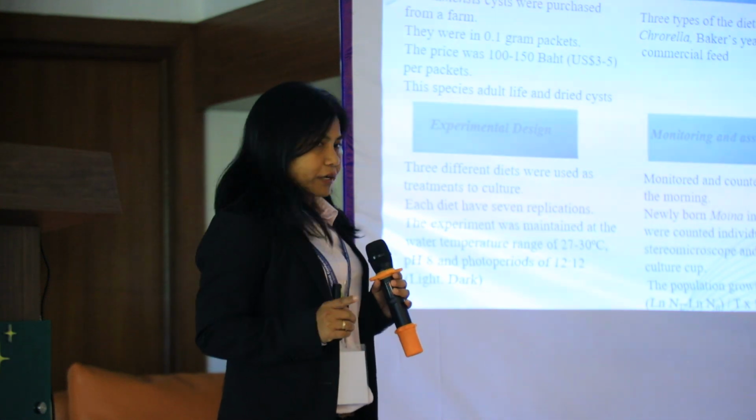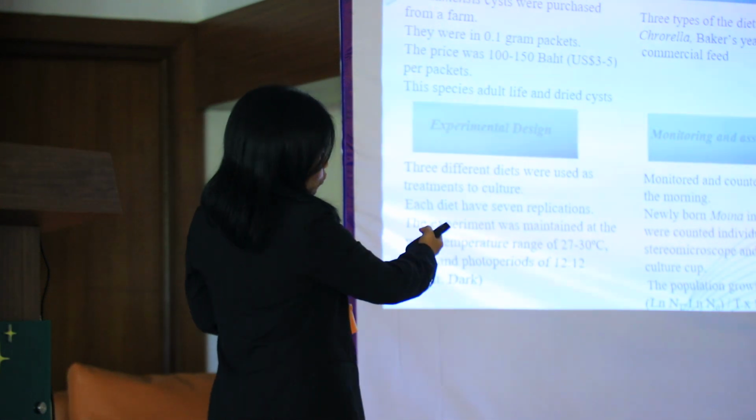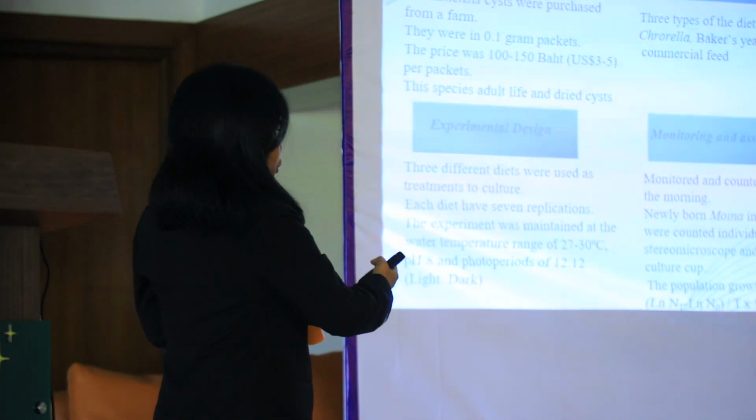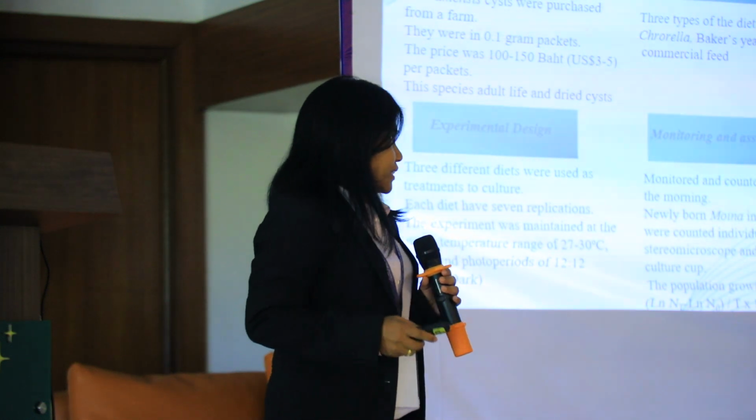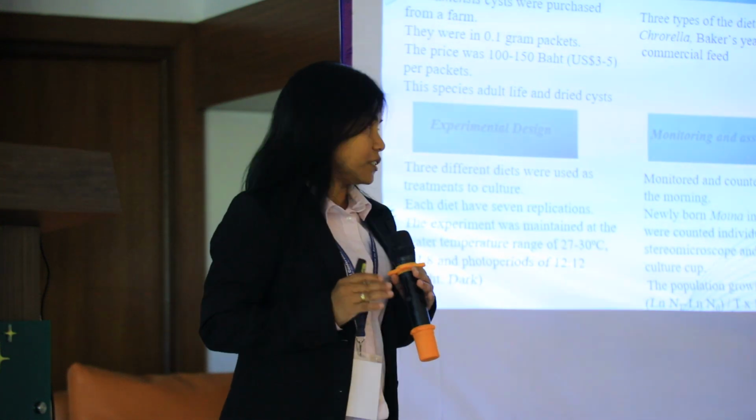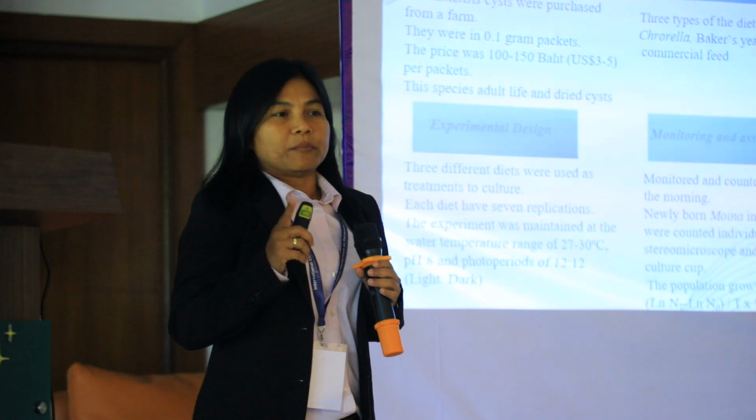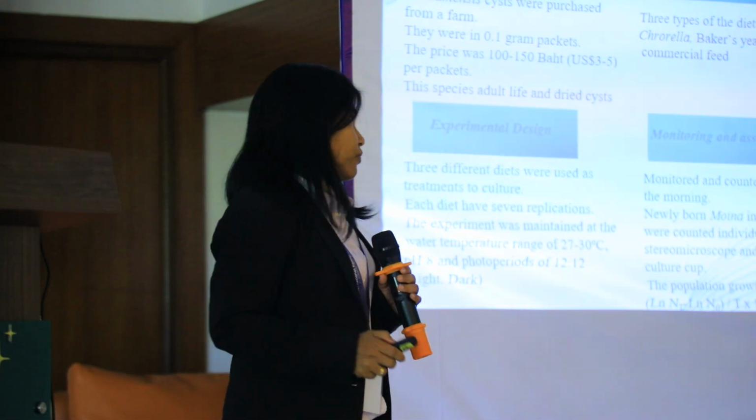And at the end of the experiment, we will calculate the population growth by that equation. For data analysis, I use one-way ANOVA, and I use the t-test to compare among treatments. And the significance level I set is p-value less than 0.05.